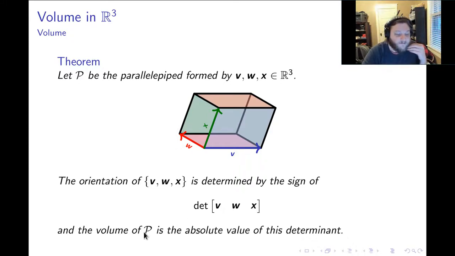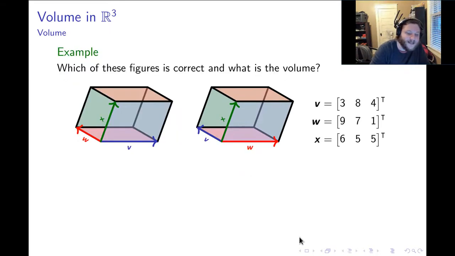Moreover, the volume of our parallelepiped is the same thing as the absolute value of our determinant. So just like in 2 dimensions, the determinant of a 3 by 3 matrix establishes the orientation of the 3 columns of that matrix, and the absolute value of that determinant doesn't give us area, but it gives us volume in 3 dimensions. So let's see an example.